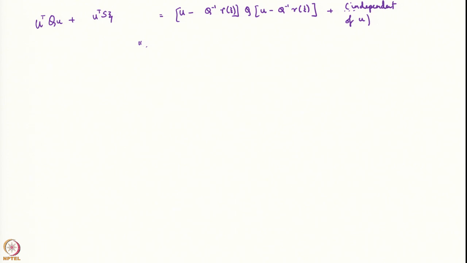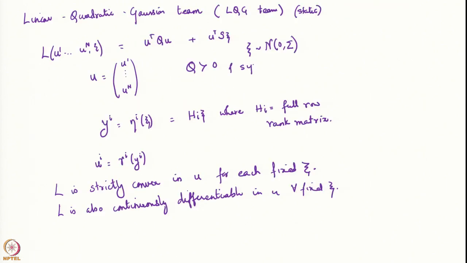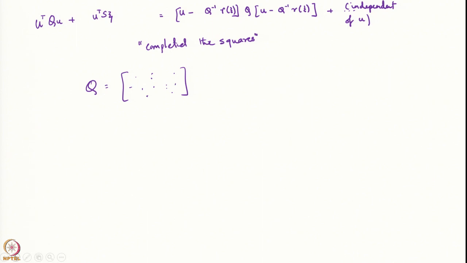Noticing that the expression on the left here is a convex quadratic, it is very close to being a perfect square. All I have done here is basically completed the squares. This completion of squares you would have seen in scalars, but you can also do it in vectors. Another way of thinking about this is that Q here is some matrix which is potentially dense, but it is positive definite and symmetric. I forgot to mention Q is positive definite and symmetric.